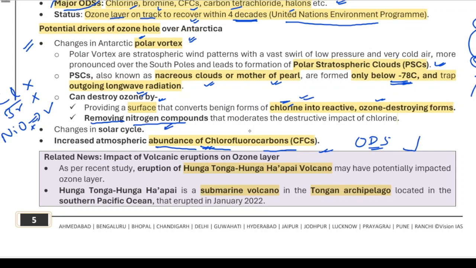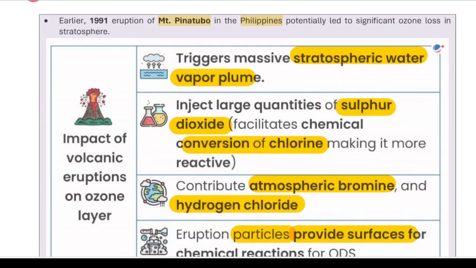Now moving to another news item which is related: the impact of volcanic eruptions on the ozone layer. You have to remember the names of the volcanoes, because sometimes in recent news, UPSC asks questions like which volcano has recently erupted, or in which country a volcano is present. You have to remember this. Hunga Tonga, Hunga Ha'apai volcano: where is this? This is a marine volcano inside the ocean, in the Tonga archipelago. And the other eruption you have to remember is Mount Pinatubo. It was in the Philippines.